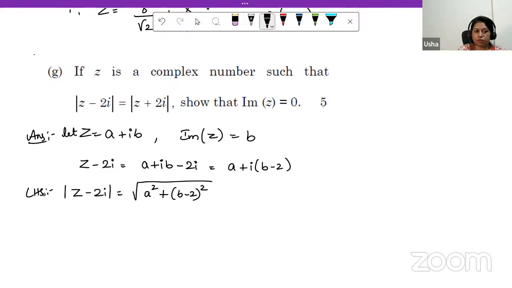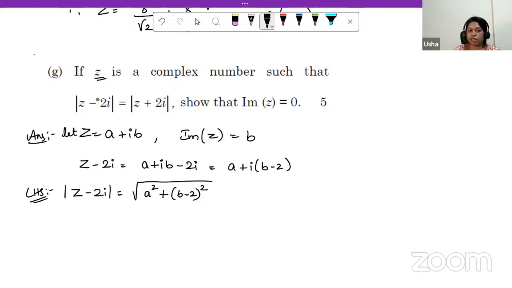Got it? Has everybody understood how we have written LHS here? I have to show the imaginary part of Z is 0. They have given Z is a complex number. I should show the imaginary part of Z is 0, which is B. I should show that B is equal to 0. So I have taken Z is equal to A plus iB. According to this, I need to show that B is equal to 0.